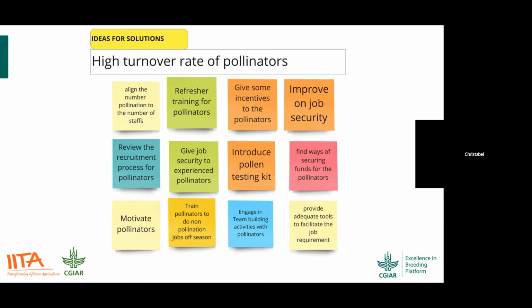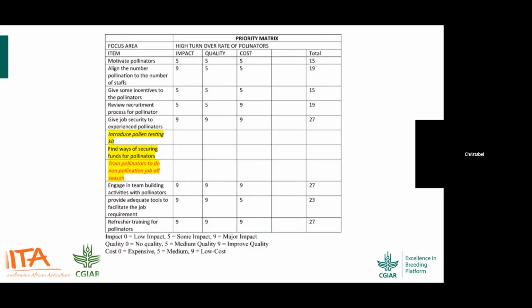Next slide, please. So the priority matrix actually helps us to rank which solution would need to be implemented first according to the score. So in the priority matrix, there are 3 categories which will help us to score the ideas, the solutions that we found.